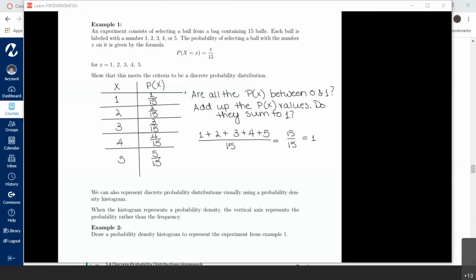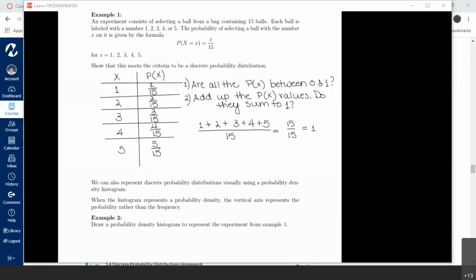Here's criterion 1. Here's criterion 2. And I checked. Okay? So you can use a table to represent a discrete probability distribution, as long as your table meets these two criteria.